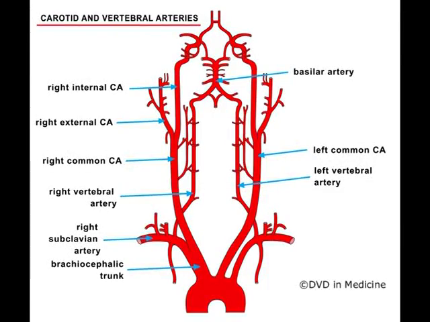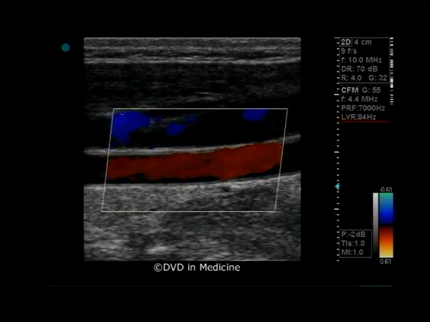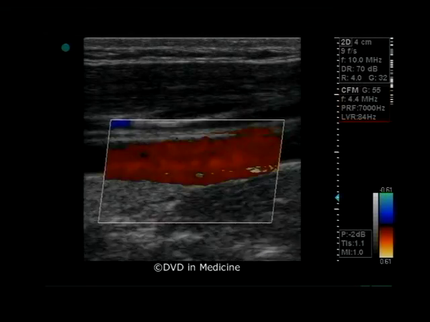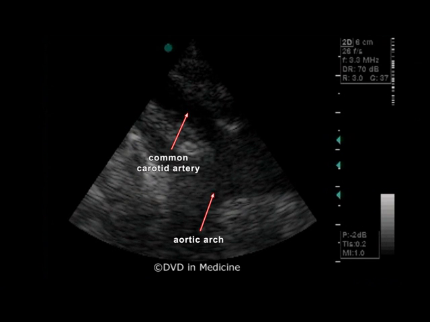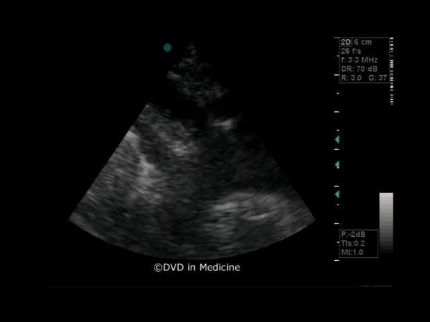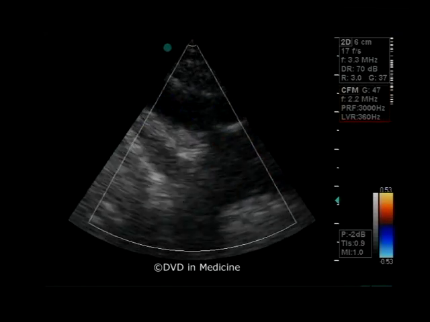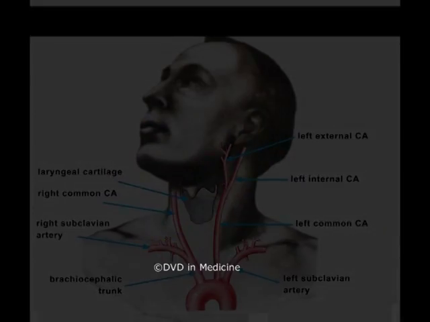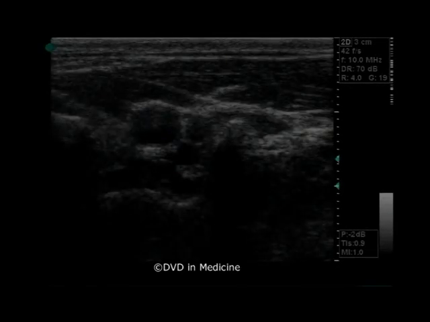On the left, it usually arises directly from the aorta, so that its origin on the left cannot be seen on scanning from the neck by linear transducer. However, the sector or microconvex transducer will usually make it possible to see the origin of the left common carotid artery. The level of the carotid bifurcation is usually at about the level of the upper border of the laryngeal cartilage, but it may vary considerably.